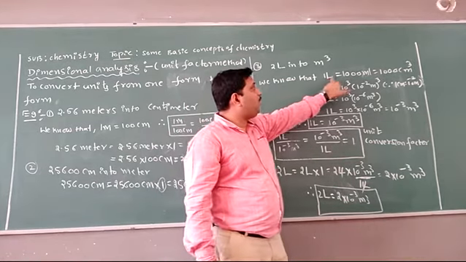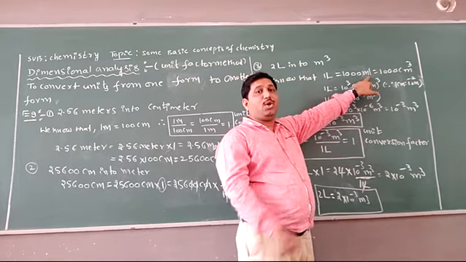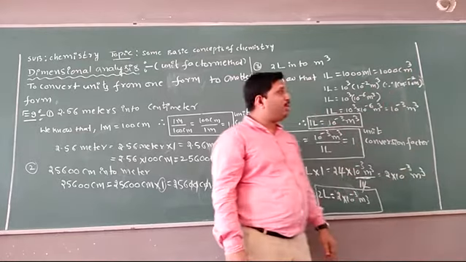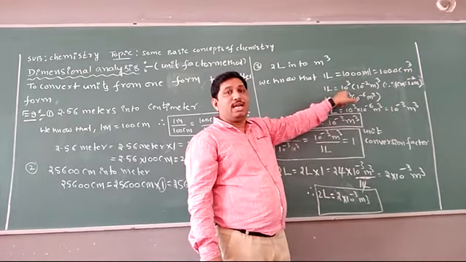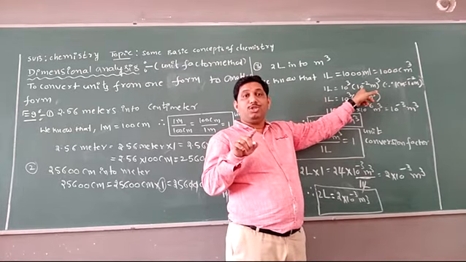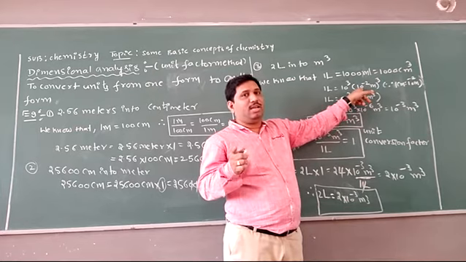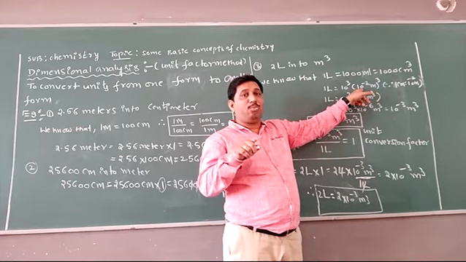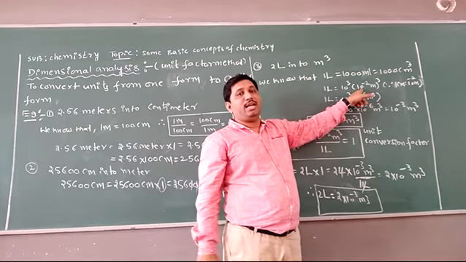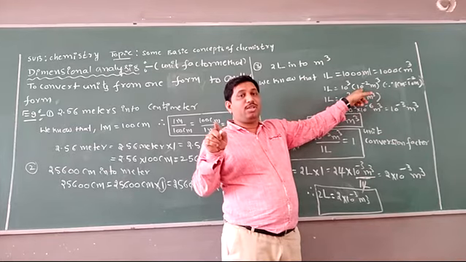1 liter is equal to 1000 ml. But 1 ml is equal to 1 centimeter cube. 1000 ml is equal to 1000 centimeter cube. Therefore, 1000 can be written as 10 cube. Next one, centimeter. 1 centimeter is equal to 0.01 meter, because 1 meter is equal to 100 centimeter. That is nothing but 10 to the power of minus 2 meter. 1 centimeter is equal to 10 to the power of minus 2 meter.